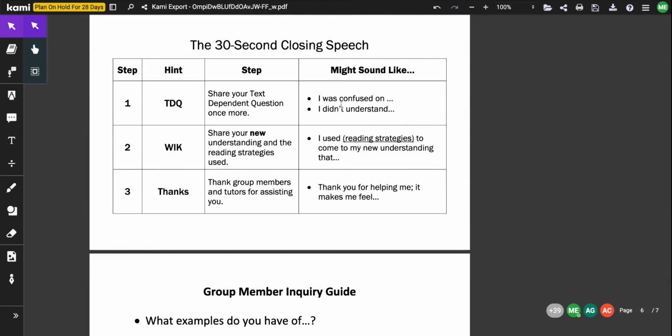So I was confused on, and then you're just sharing your TDQ. You share the new strategies. You share your new understanding of the TDQ. And then you talk about the reading strategies that you used. You then thank your group members. Thank you for helping me. So we've closed the speech.